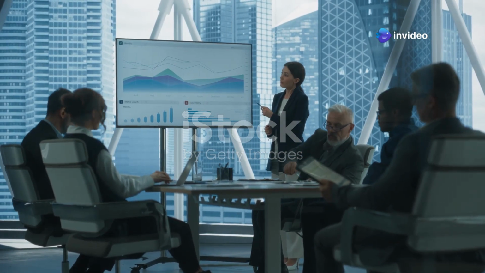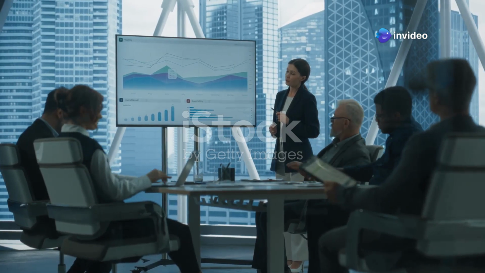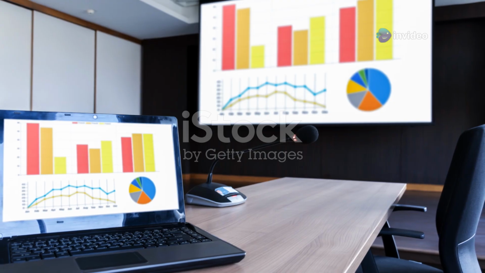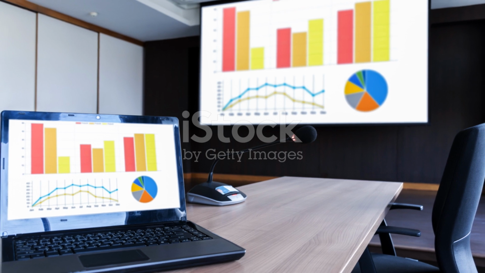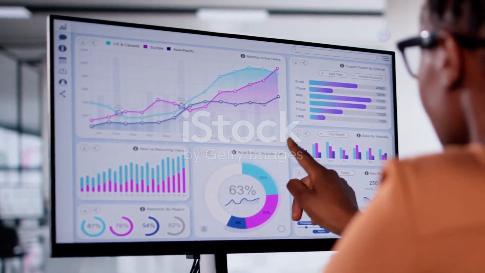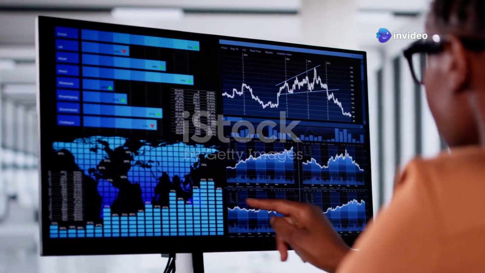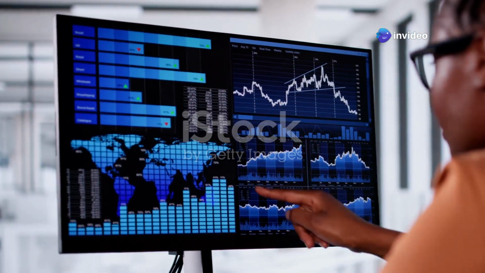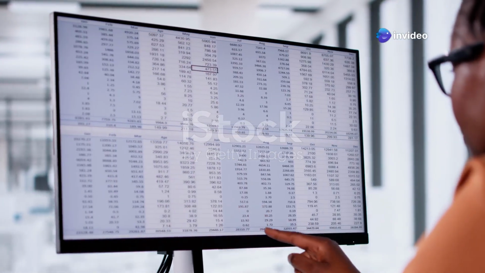Section 4. Understanding customers: data visualization in action. In today's customer-centric business landscape, understanding customer behavior is paramount. Data visualization empowers businesses to gain deeper insights into their customers, personalize their experiences, and build lasting relationships.